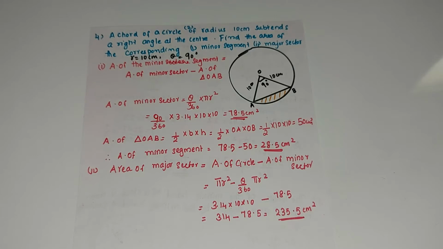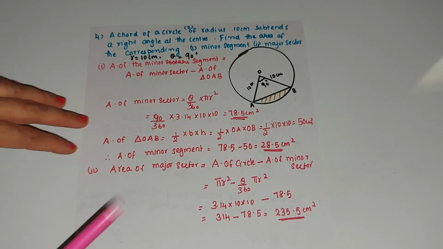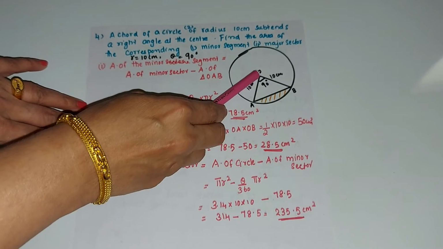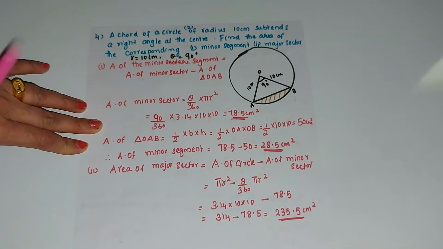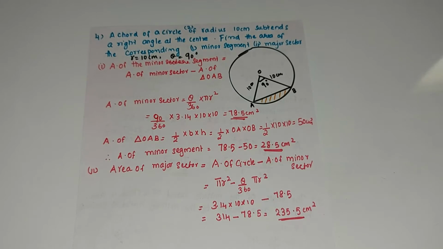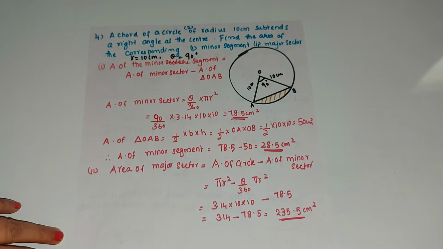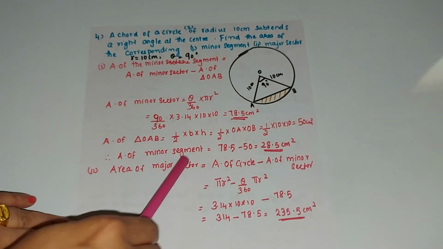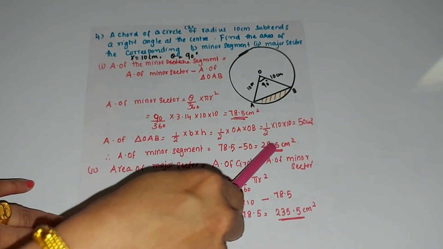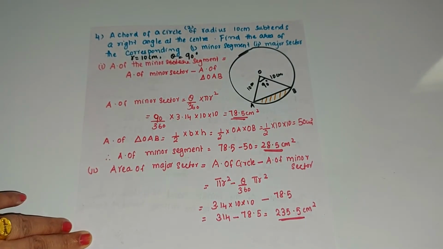And what about the area of the triangle? We know this is a right angle triangle, so you can take this as base and this as height. Use the formula area of the triangle equals half into B into H. That means half into OA into OB equals half into 10 into 10, which is 50 centimeter square. Now you subtract the area of the triangle from the area of the sector and you get the area of the minor segment. So area of minor segment equals 78.5 minus 50, equal to 28.5 centimeter square.